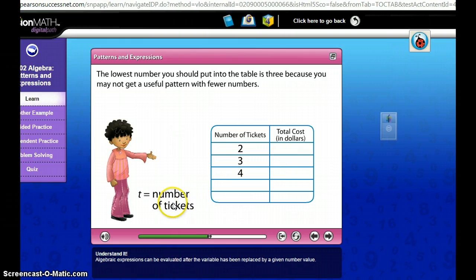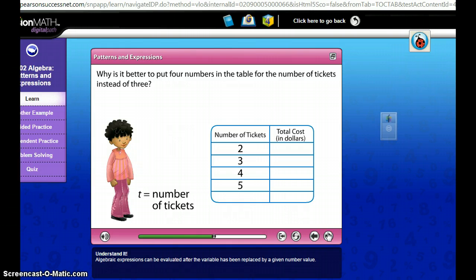So, T is the number of tickets. So we would take number of tickets, 2 times 4 to get 8, because each ticket costs $4. We would take 3 times 4 to get 12, and 4 times 4 to get 16. Once we have all those values plugged into our chart, then we'll be able to tell what our pattern or our relationship is. Why is it better to put 4 numbers in the table for the number of tickets instead of 3? You can better determine a pattern.